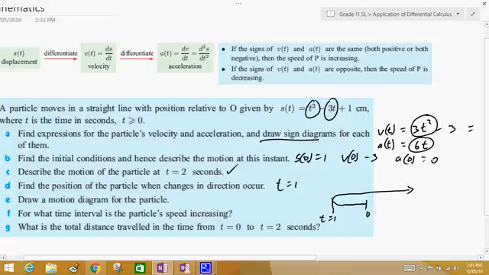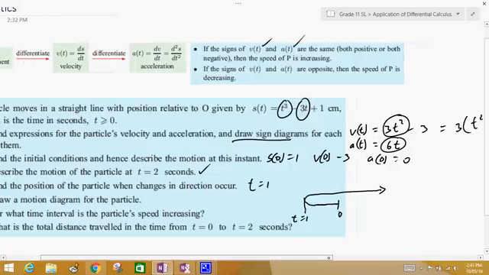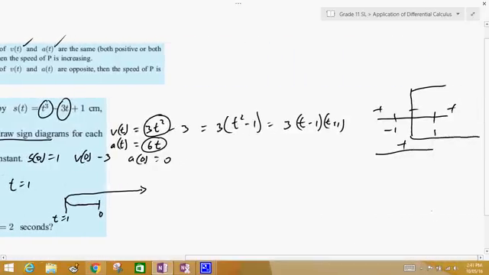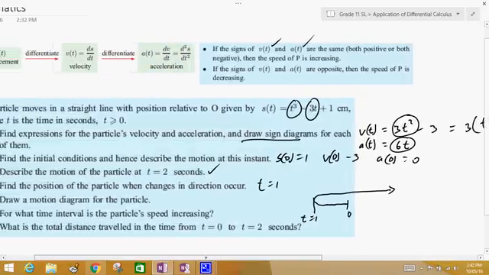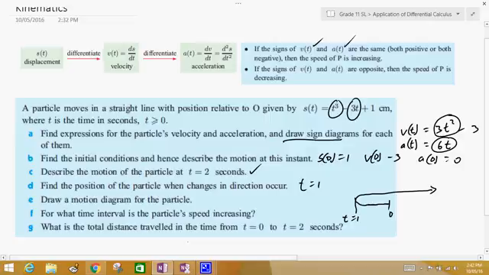Next one, what is the time interval, and is the particle speed increasing? So when is it increasing? Well, if we look up here, that's when the velocity and the acceleration are the same, both positive or negative, and that's when it's increasing. So looking at this, when is it both positive or negative? Well, it's positive here for the velocity, and it's also positive for here. So anytime where time is greater than or equal to 1, because they're both positive, and therefore the speed is increasing.